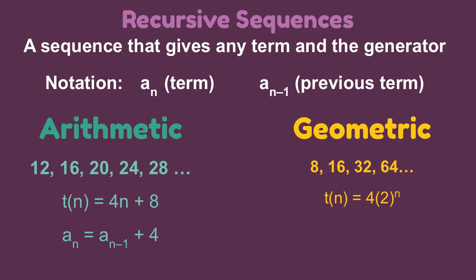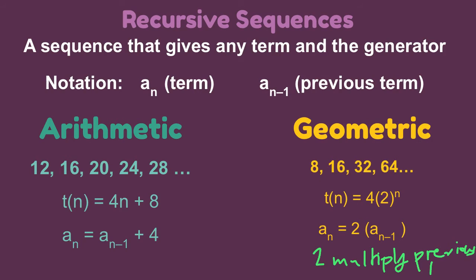So then here's my explicit equation. T of n is equal to 4 times 2 to the n. Now we're going to try to write our recursive equation. And again, all we're going to need for our recursive equation is our common ratio. And our common ratio again was 2. So here's what it looks like. It's a sub n is equal to 2 times a sub n minus 1. What this means is that if you do 2 and you multiply by the previous term, you'll get the next term.